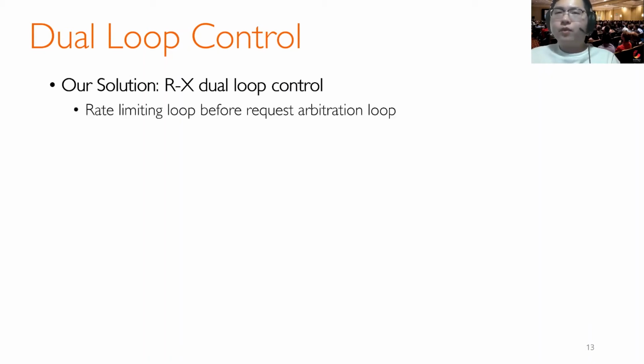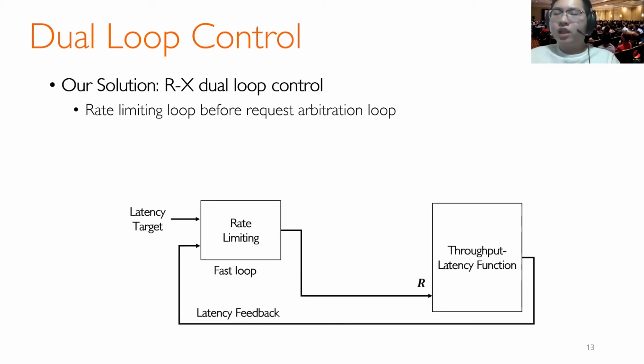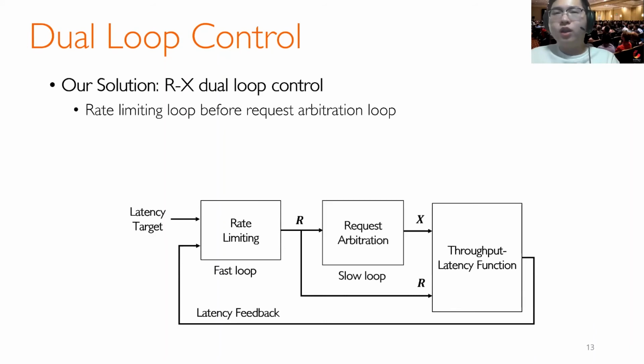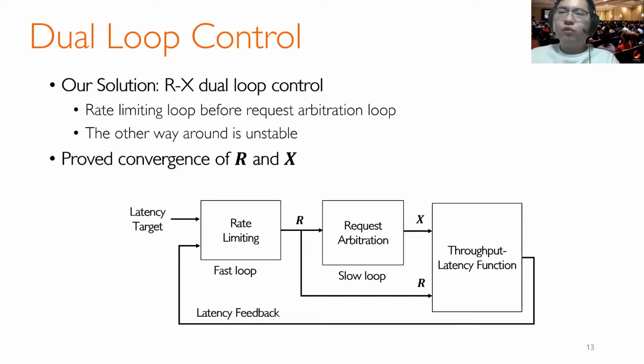and in our design, we explicitly put the rate limiting control loop before the request arbitration control loop. So the rate limiting control loop runs at a higher frequency than the request arbitration control loop. And this is because the other way around, as we have tested, is unstable. We have more details in the paper. And in the paper, we also proved that our control loop would achieve the optimal request rate and the fraction.